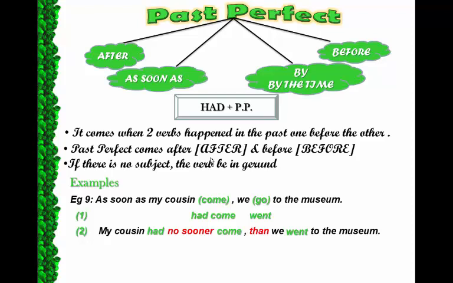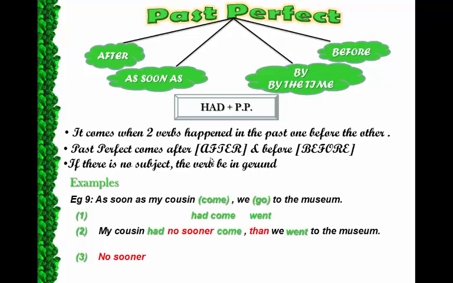Like already and just, you remember with the present perfect, I have already gone out. Here already is in the middle of the two parts of the verb. Also no sooner comes in the middle of, or in between, the two parts of the verb. Again, my cousin had no sooner come than we went to the museum. Notice here that with the word no sooner we use than.